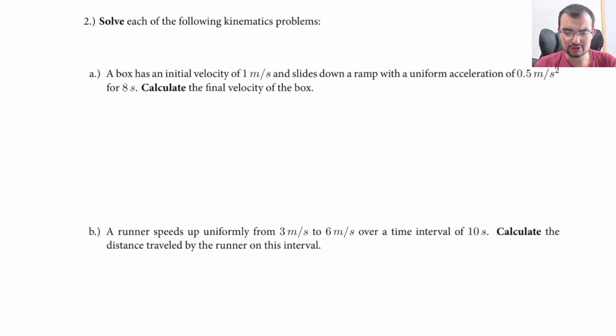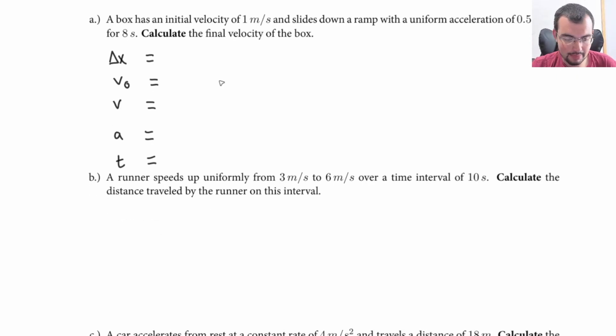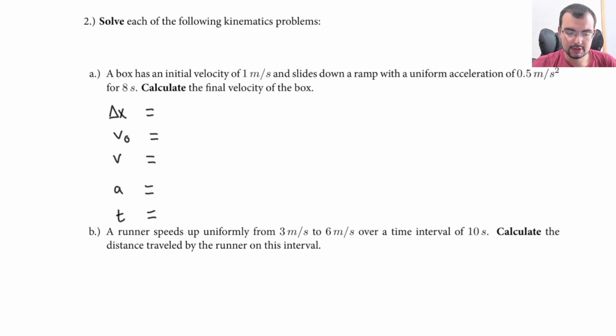I know in other countries, they refer to this as the Suvat equations because they use U for V0. But this is sort of our laundry list setup, and I should probably copy this to save time later. So we want to list things. If you have 3 variables known, then you're good.